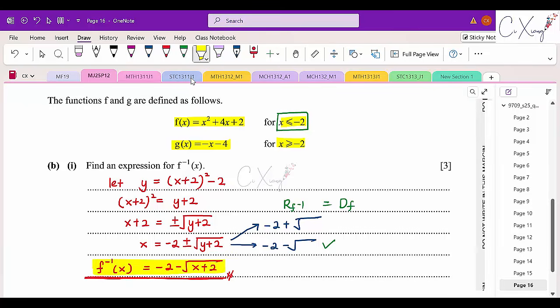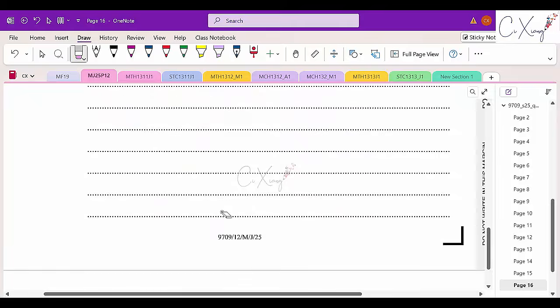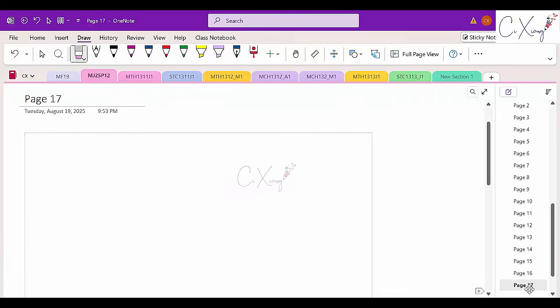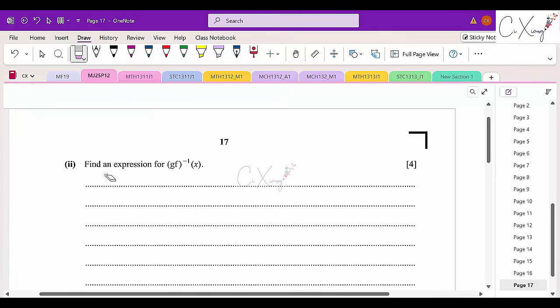So this is basically the inverse function for the f. Right. Okay. Then let's continue further for part number 2. And now they want you to find an expression for GF inverse x. So how can you find out the GF inverse x?